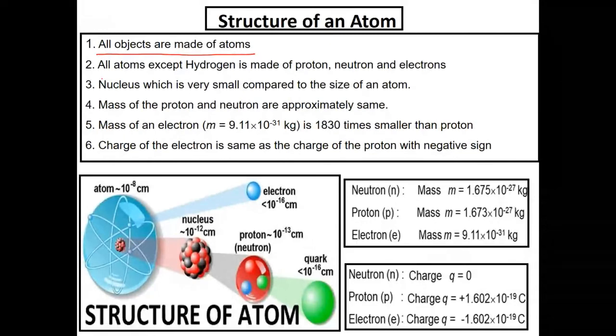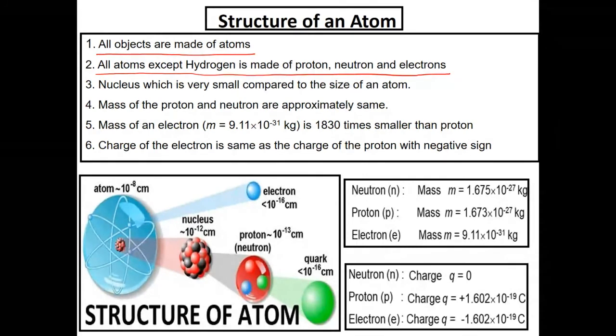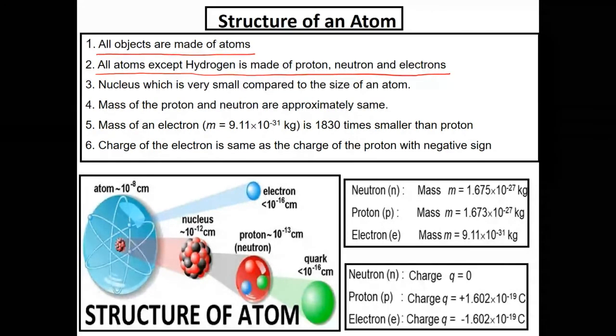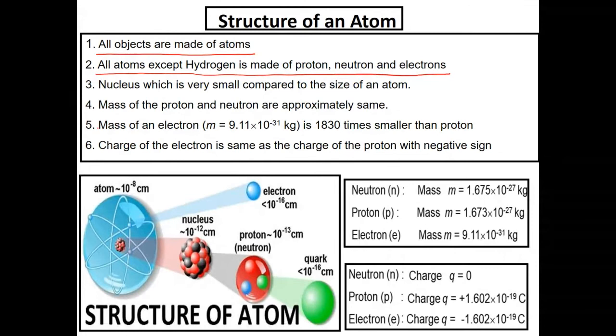The second point: all atoms in the periodic table except hydrogen are made up of proton, neutron, and electron. Because hydrogen has only the proton, there will be no neutron. So except for hydrogen, all the elements in the periodic table have protons, neutrons, and electrons.